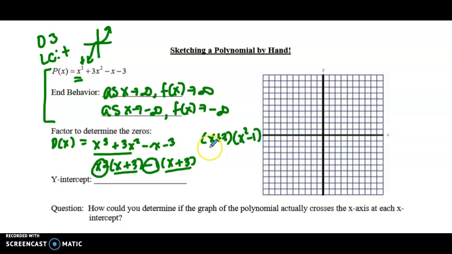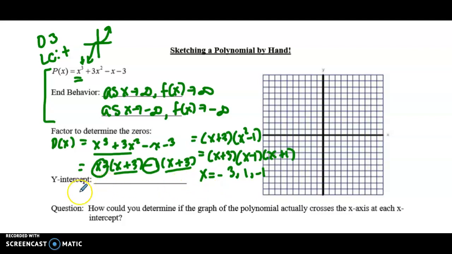Now, you're not done yet. You always want to check to see if you can factor further. X plus 3 does not factor, but x squared minus 1 is a difference of squares, and that factors into x minus 1 times x plus 1. So that's going to tell us that we actually have 3 distinct real zeros: at negative 3 from this one, at positive 1 from this one, and at negative 1 from this one. So we have 3 distinct zeros. That's going to tell us that we have exactly 2 turning points. So it's going to turn twice.